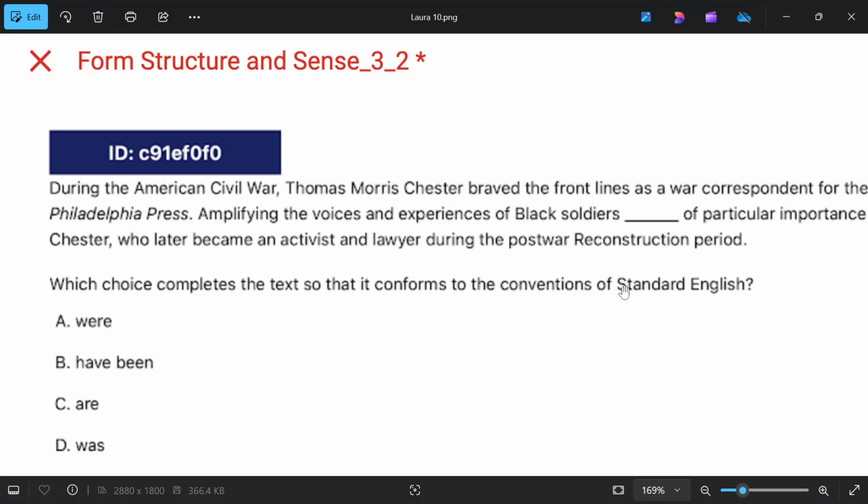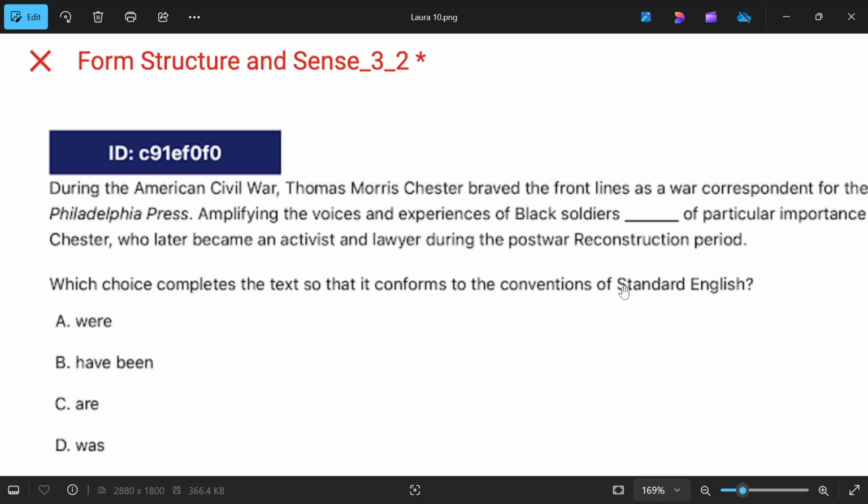There are two types of English questions, or conforming to the conventions of standard English questions. Those are the writing questions, what the SAT used to call writing or English questions. One type is boundaries, which has to do with punctuation. The other type is called form, structure, and sense, which has to do with a lot of times verb tense or the type of words that are used to connect things. It might test its, apostrophe s, apostrophes, things like that.